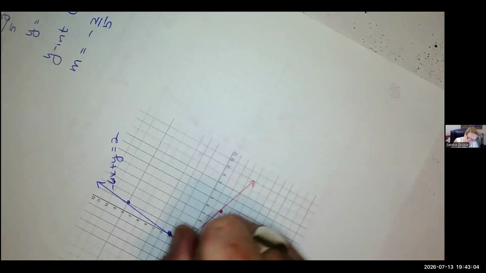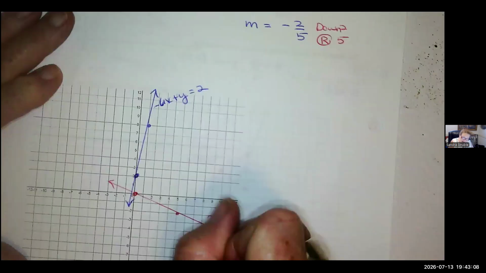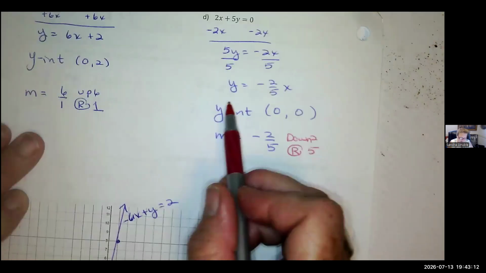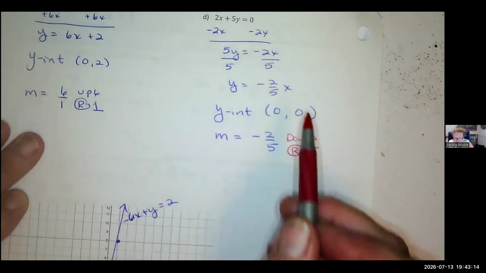I'm just going to do 2x plus 5y equals 0. Could I do y equals negative 2/5 x? Of course I could. Either one is correct. You just need to label it.